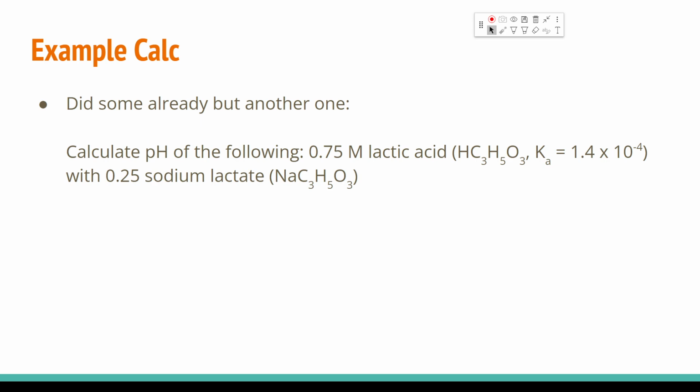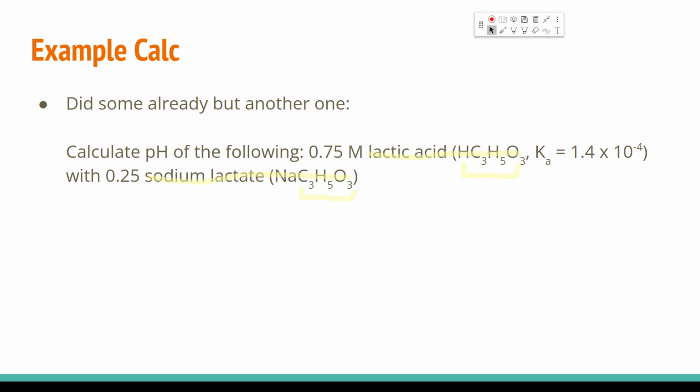Alrighty. When we read this problem, one thing you should automatically recognize is that it's a buffer. The reason I can tell it's a buffer is because we have an acid, the lactic acid, and then we have its conjugate right here. The conjugate part is right here, and obviously this is the acid. You want to be careful about that because students don't notice that sometimes, and then you would not be able to calculate this at all.